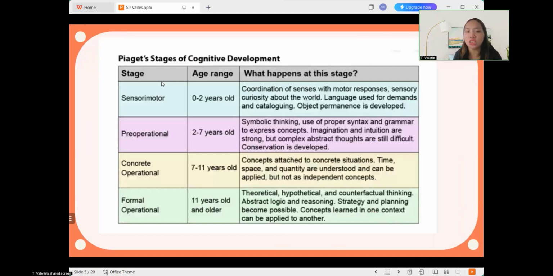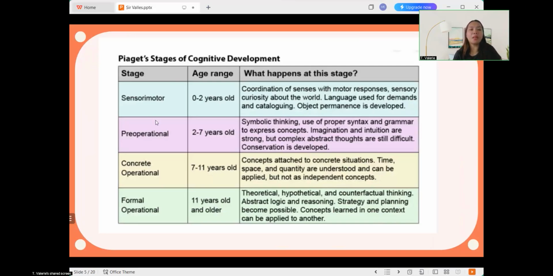The first stage is sensorimotor. The age range is 0 to 2 years old. So what happens at this stage? Well, coordination of senses with motor responses, sensory curiosity about the world, language used for demands and cataloging. Also, object permanence is developed.